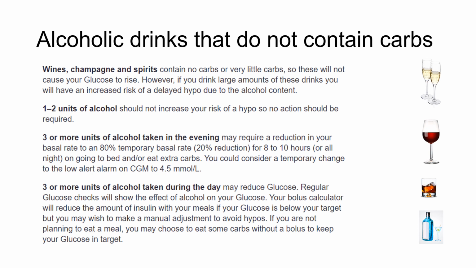3 or more units of alcohol taken during the day may reduce glucose. Regular glucose checks will show the effect of alcohol on glucose. The bolus calculator will reduce the amount of insulin with meals if glucose is below target, but you may wish to make a manual adjustment to avoid hypos. If not planning to eat a meal, you may choose to eat some carbs without a bolus to keep glucose in target. Online content includes 3 scenarios using course characters.